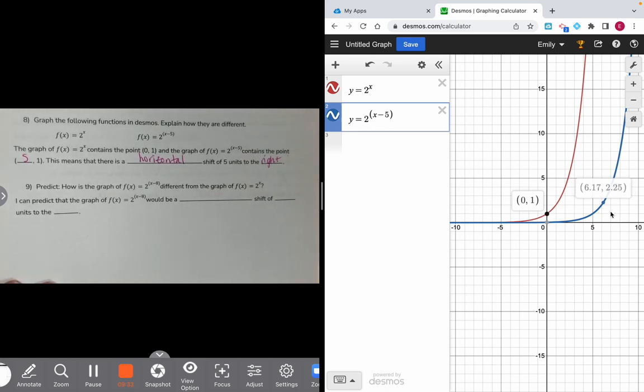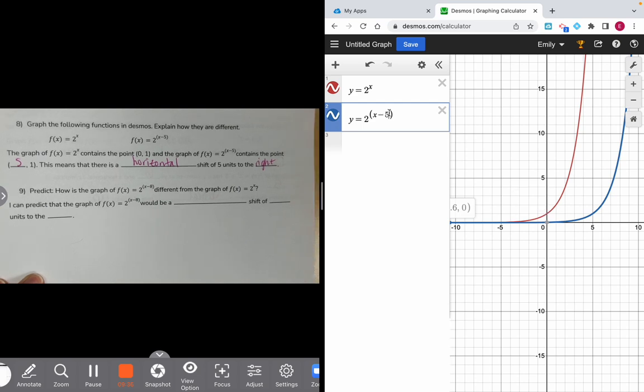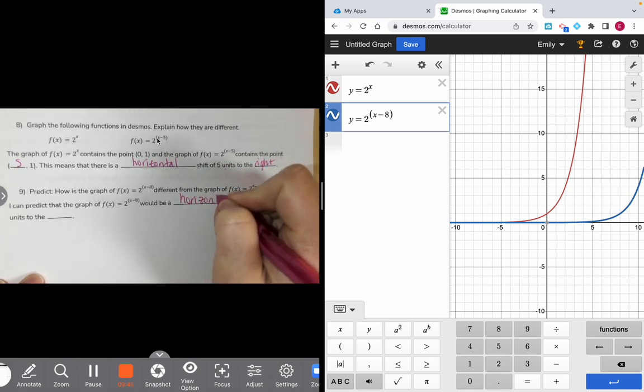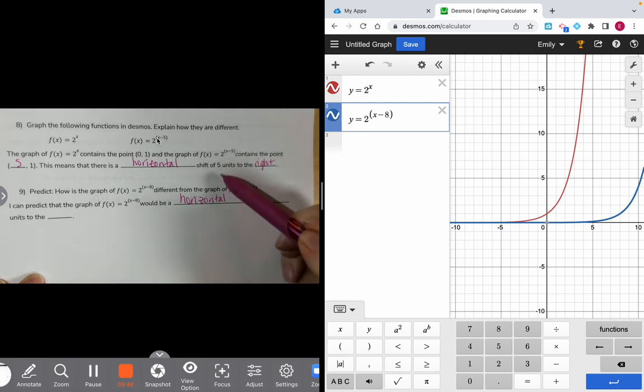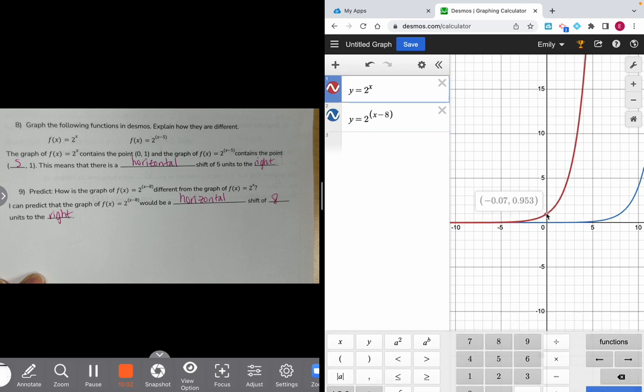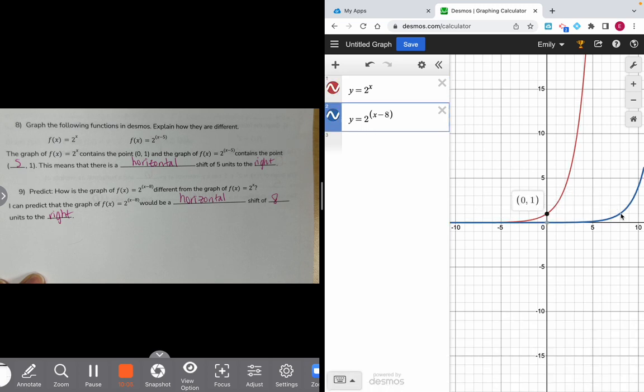So number 9, we're going to predict this time what happens if I change this from a 5 to an 8. Well, up here, the -5 was still a horizontal shift, and I think that's going to be the case again. And I think it's going to be a shift of 8 units, just like this one up here was 5, because that was the number that we're dealing with. And because this was a minus 5 and this is a minus 8, I'm going to assume it's going in the same direction, so it's going to be to the right. And you'll see that that's exactly what happens when we change that. Here we have the point 0, 1, and here we have the point 8, 1. So we've moved 8 places to the right. It's a horizontal shift there.